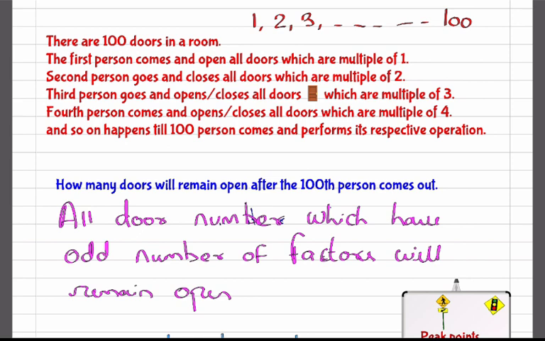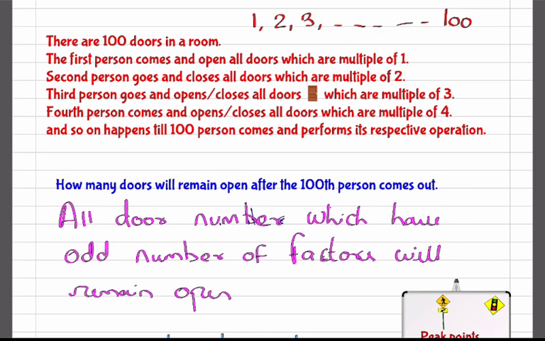Third person goes and he performs the reverse operation. What will he do? He will open or close. So the doors which are open he will close, and the doors which are closed he will open, for all those doors which are multiple of 3. Fourth person goes, he performs the reverse operation. The doors which are open he will close, and the doors which are closed he will open, but he will do it for all those doors which are multiple of 4. And this happens till when?